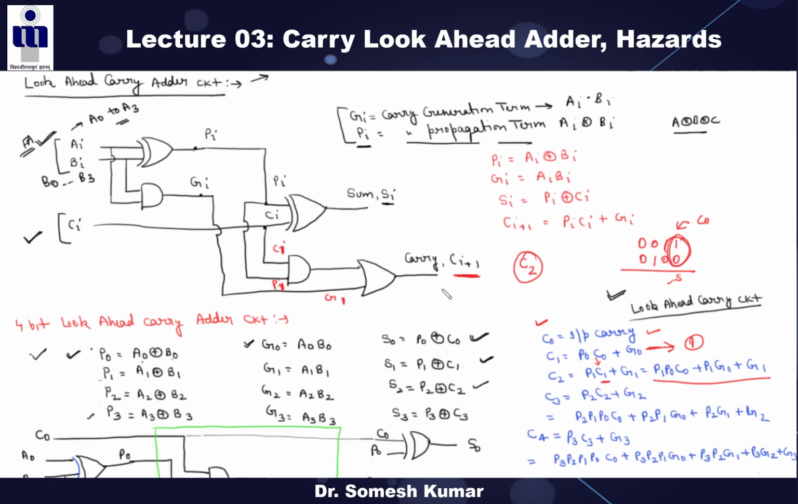What is C3? C3 is C2 P2 plus G2. What is C2? C2 we can put from the previous equation. This is your C3. Similarly, we can find C4. So these are your carries, C0, C1, C2, C3, and C4 is your output carry.